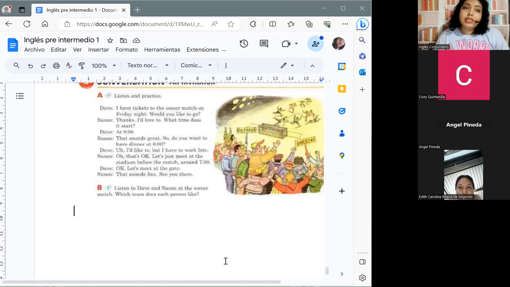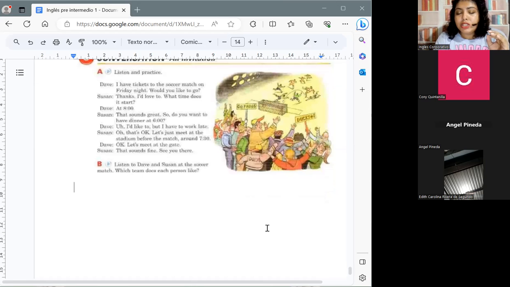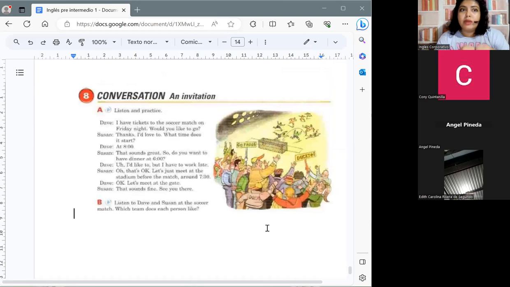todas las preguntas. So in this case, we are going to talk a little bit about the different techniques that we can apply. In this case, we are just going to talk about two different techniques. And then we are going to see other two, but we are going to focus just on these two. Now, we have this conversation that we were reading yesterday that is about invitation. It is talking about an invitation.